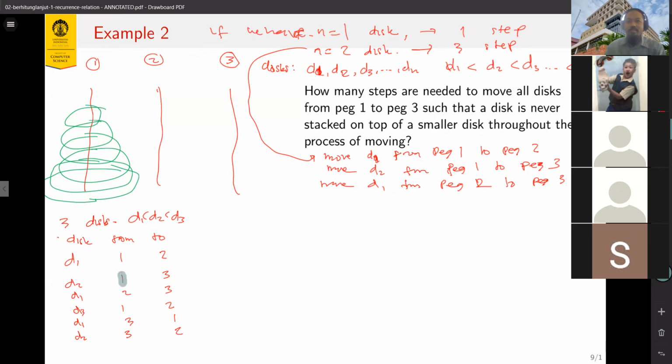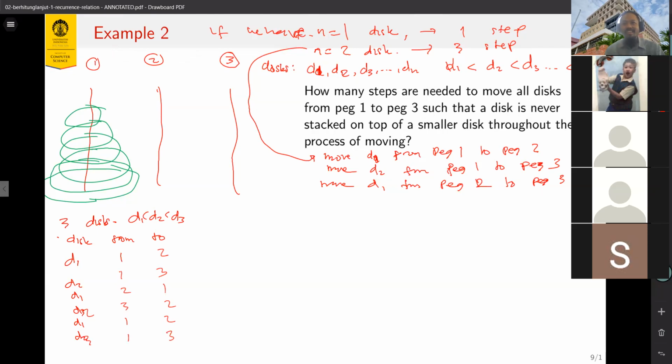So first D1 from 1 to 2, D2 from 1 to 3, D1 from 2 to 3, then D3 from 1 to 2, D1 from 3 to 1, D2 from 3 to 2, and then D1 from 1 to 2, and then D3 from 1 to 3.